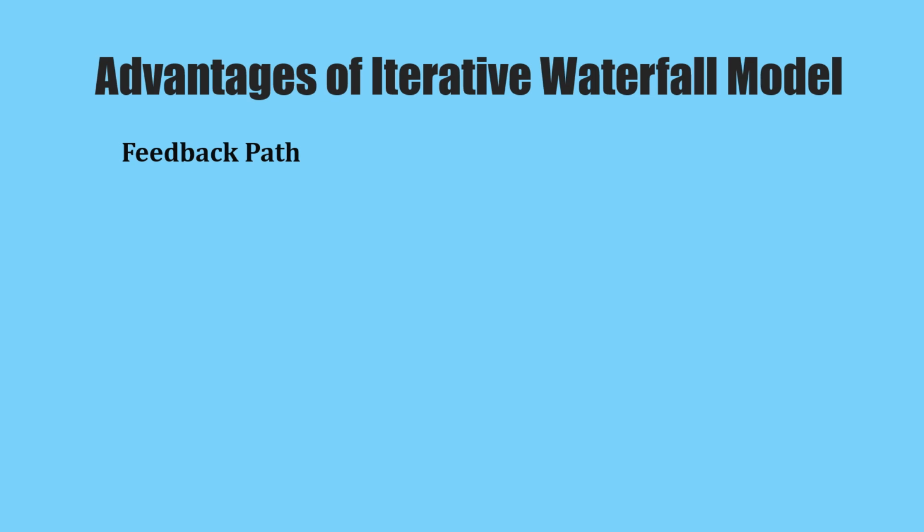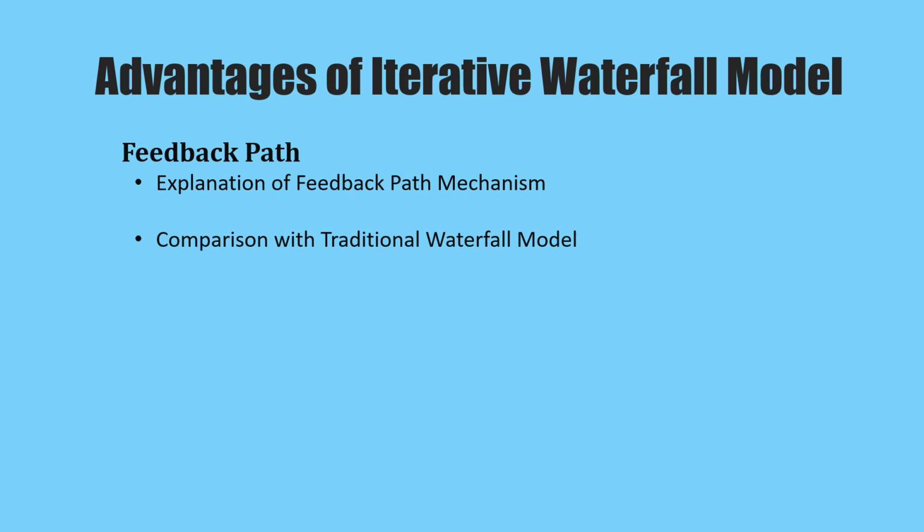Feedback path. The feedback path in the iterative waterfall model enables communication and feedback loops between project phases, allowing for adjustment and improvement based on feedback received. This differs from the traditional waterfall model, where feedback is limited and changes are difficult to incorporate once a phase is completed. The feedback path facilitates error correction, continuous improvement, and better alignment with stakeholder expectations throughout the development process.